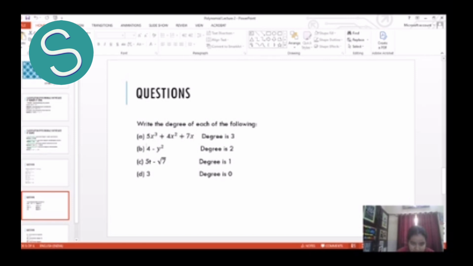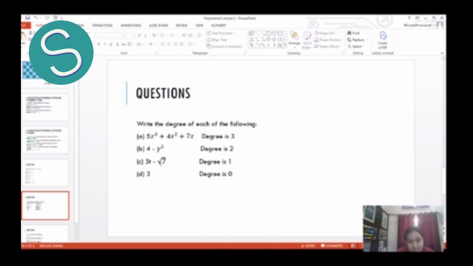3 powers are present, and 3 is the highest, right? So this is the reason the degree of this polynomial is 3. Next is 4 minus y square. Here 4 can be assumed as 4 into y to the power 0. So our variable is y, and two powers of y are present in this polynomial, that is 0 and 2. Since 2 is greater than 0, 2 is the highest power of this polynomial. So the degree of this polynomial is 2.